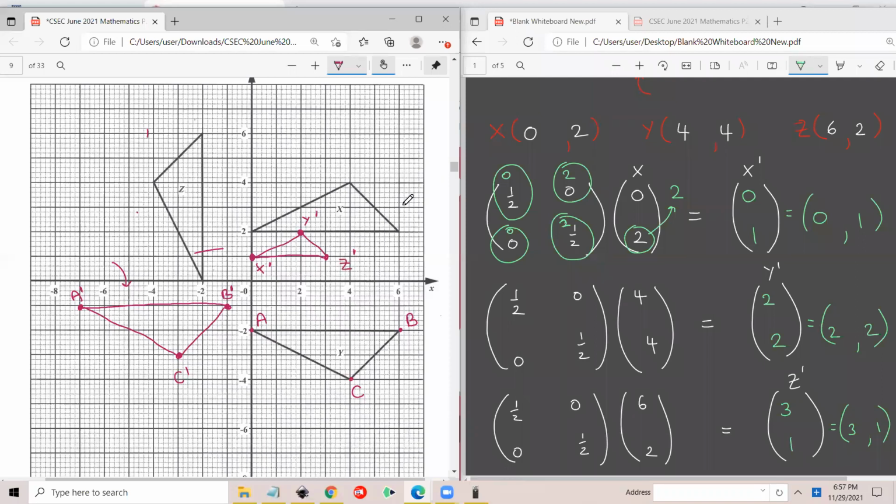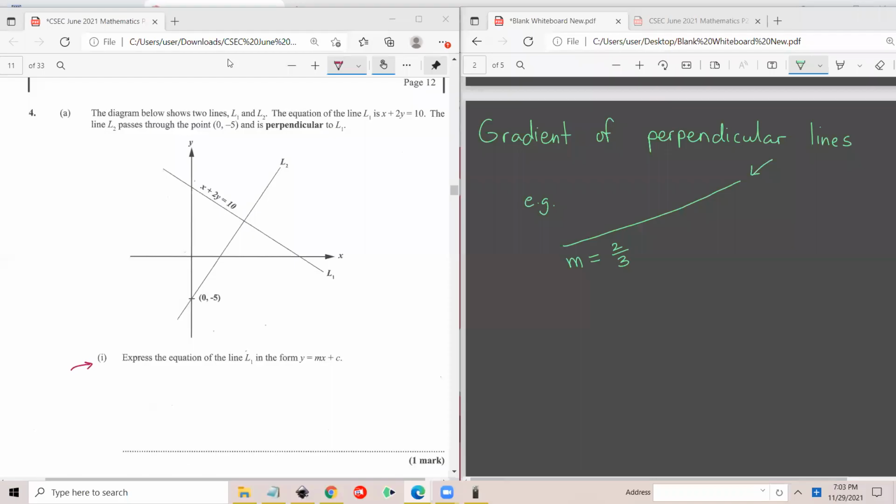Z dash. Okay? That was the answer for that one. And we just got our 2 marks for it. All right, so take a few seconds, take down anything you need to take down there, right? You understand the basics.